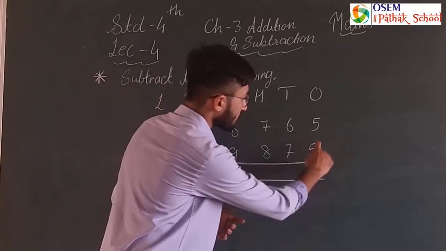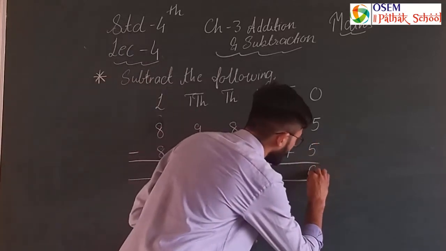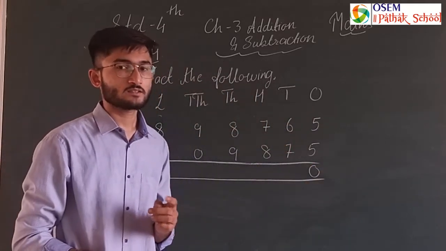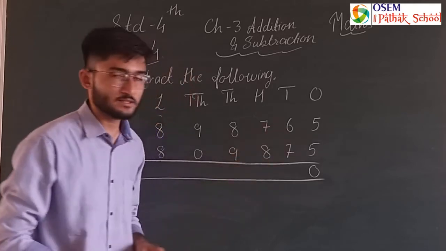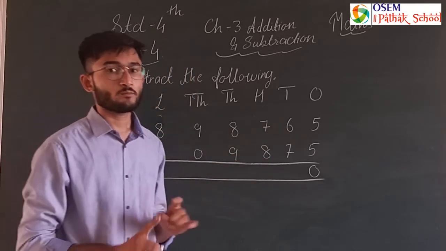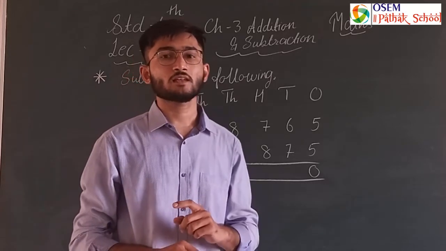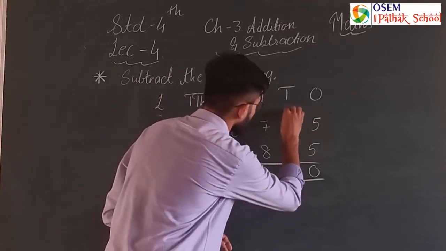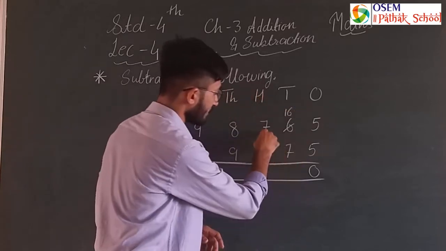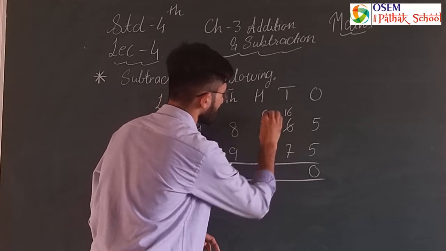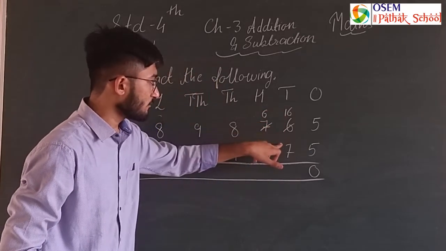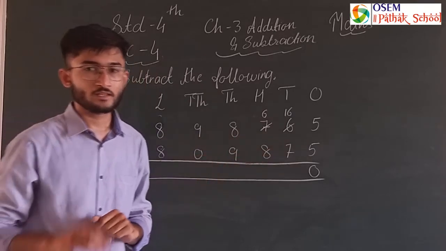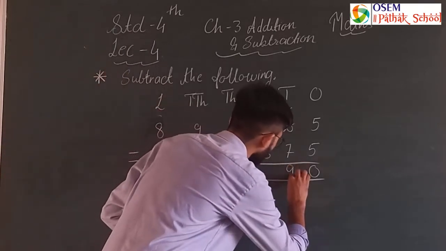5 minus 5 will give you 0. Okay, 5 minus 5 is possible, so it will give us 0. Here is 6 and here is 7. 6 minus 7 is not possible. We cannot subtract it, right? So 6 becomes 16 and 1 we will borrow from here, so this 7 will become 6, right? 16 minus 7 is possible. 16 minus 7 is how much? 9. Okay, so here write down 9.